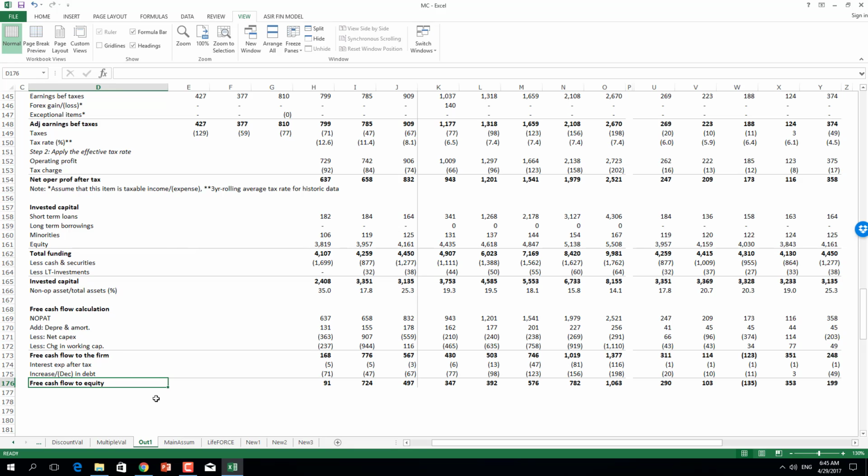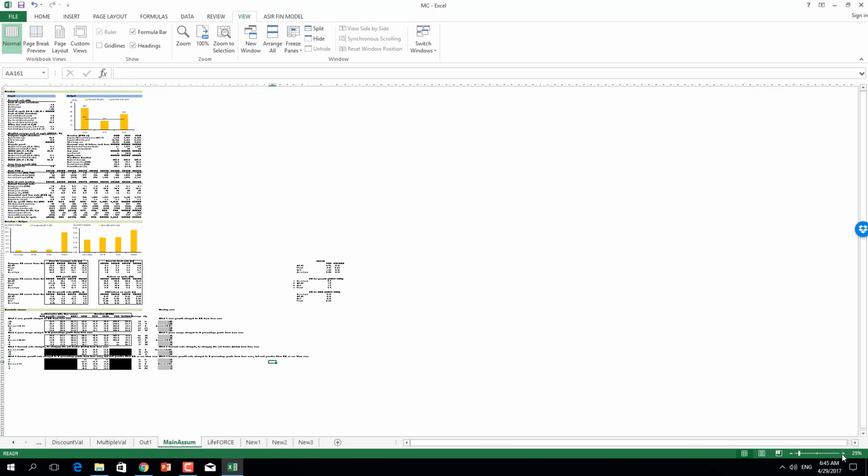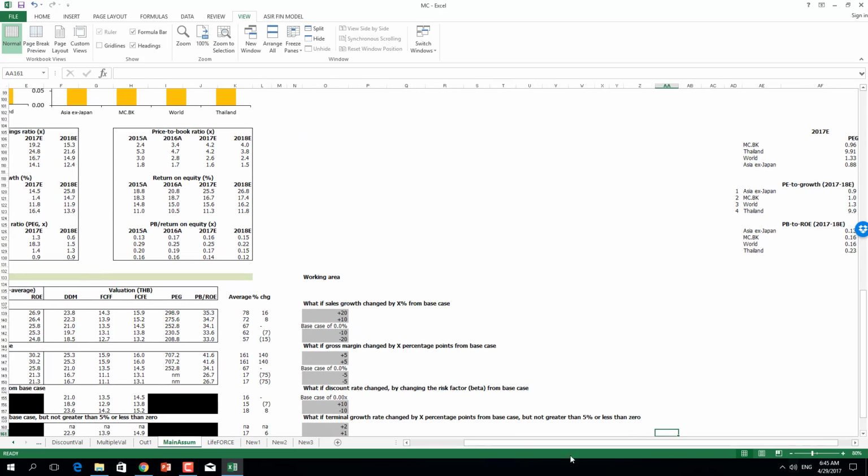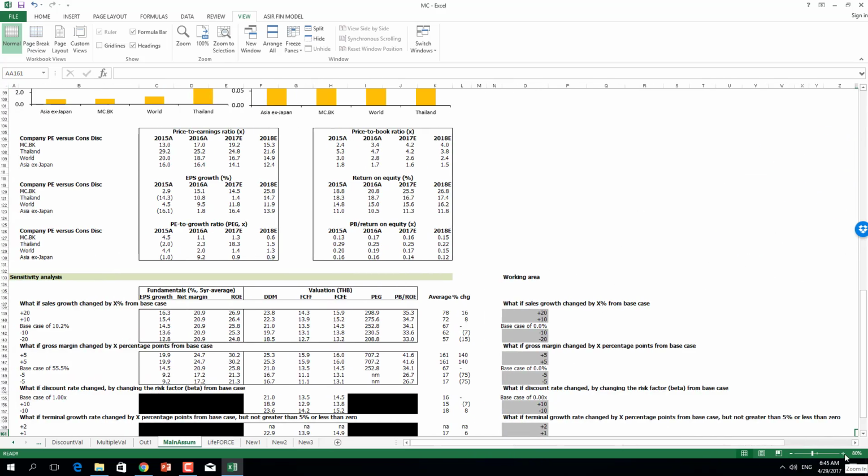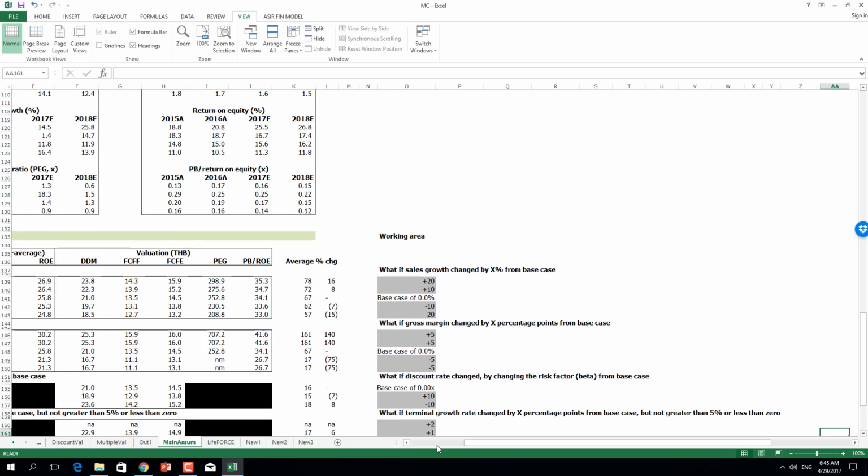This page tells me all. So I love this page for checking my work, and you should be using this page before you eventually submit your final of any company that you're working on. And then last thing I'm just going to show you is this page, and this is the main assumptions page.